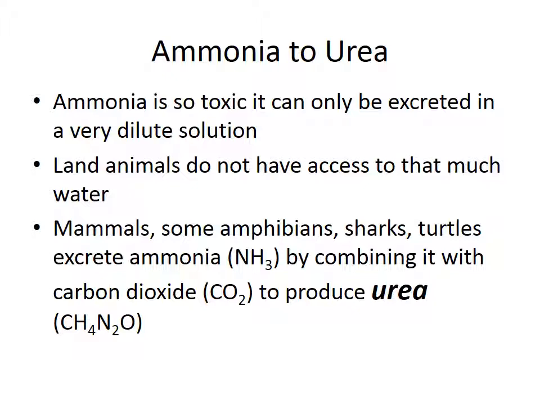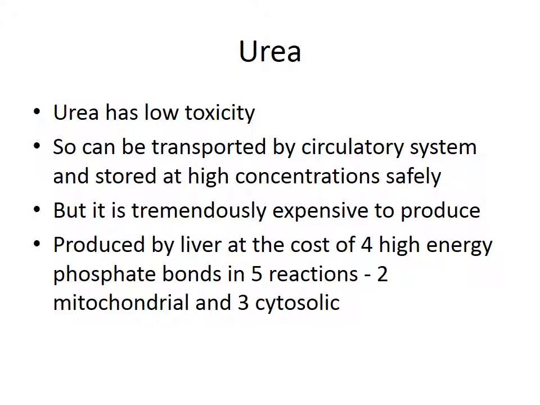So ammonia is very toxic, so it can only be excreted in a very, very dilute solution. Land animals don't have that much access to that much water. So mammals, some amphibians, and some sharks and turtles will actually excrete ammonia by combining it with carbon dioxide, which is also a waste product, and produce urea. So urea is less toxic than ammonia. It has low toxicity, and it can be transported by the circulatory system and stored at high concentrations pretty safely.